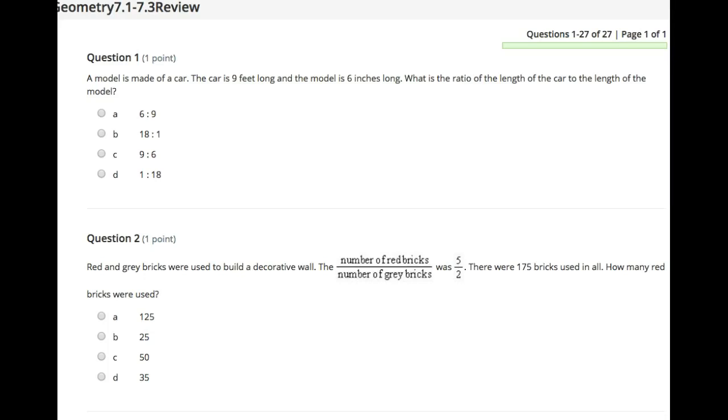Okay, so this is the first 9 questions of the geometry review. So I'm going to go through these with their solutions. Feel free to fast forward if there's something else you need.